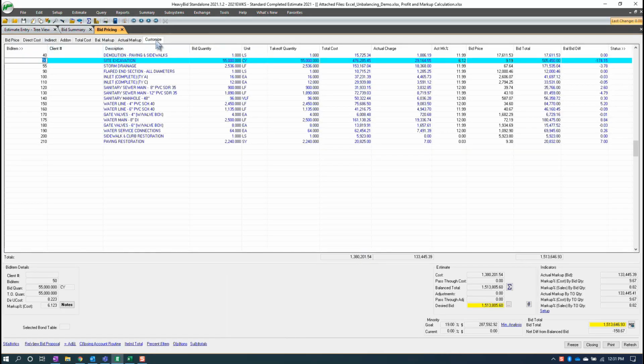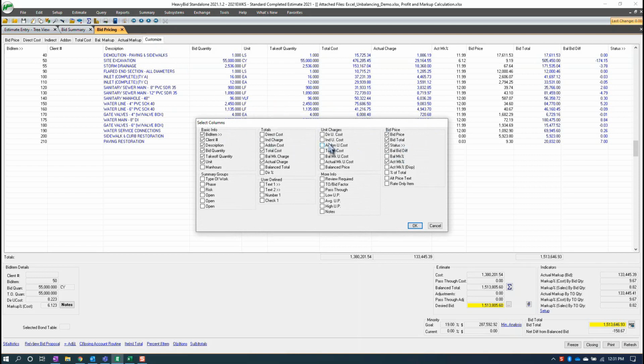And over here on the Customize tab, I have selected some of these right here. Of course, the bid price, bid total, status, bid price difference, actual percent markup, and then total cost and actual charge. So actual charge is the price minus the total cost. So that would be your actual profit. All right, now this actual markup is a percentage of cost. It is not a margin percentage.